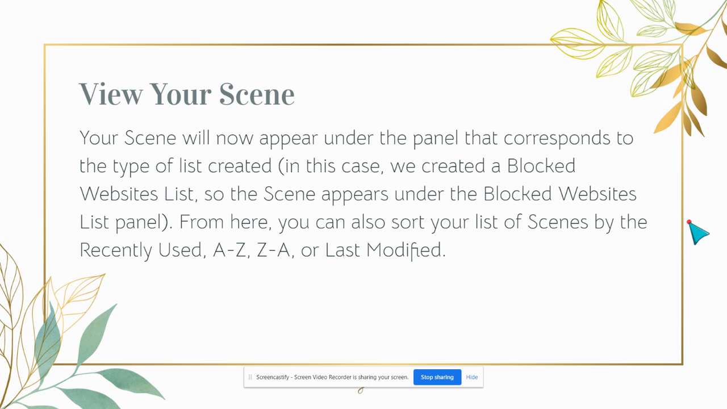To view your scene, it will appear under the panel that corresponds to the type of list created. In this case, we created a block website list. So the scene appears under the block website list panel. From here, you can also sort your list of scenes by the recently used, A through Z or Z through A, or last modified.